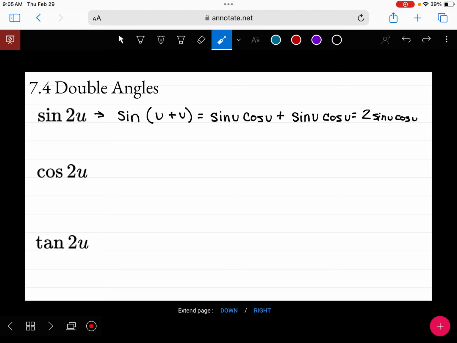So when we get to the page where I give you all the formulas, it's going to be these. We're deriving all the formulas right now. So they're all based off of those same addition and subtraction formulas we worked with yesterday.